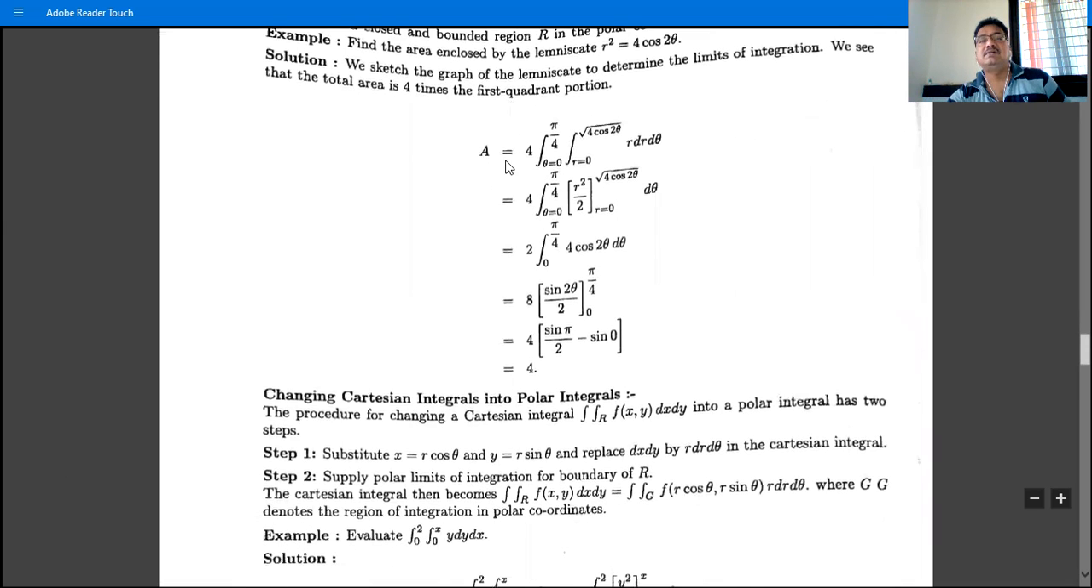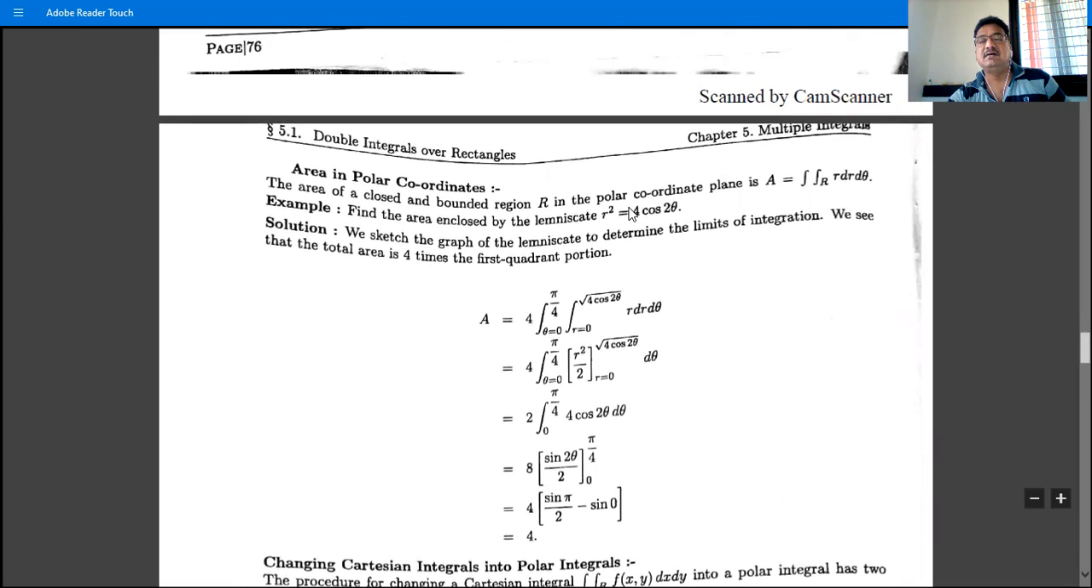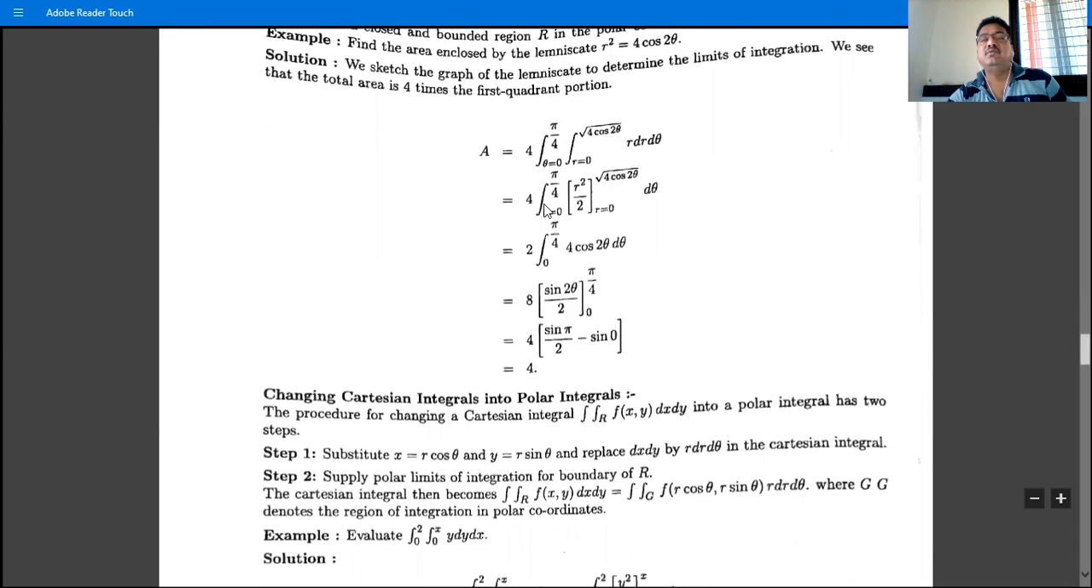4 times, first quadrant. So r is what? Root 4 cos 2 theta. So r runs from 0 to 4 cos theta, and theta from 0 to pi by 4, and 4 times because it is only the first quadrant.